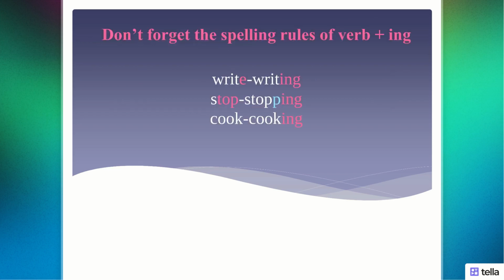And don't forget the spelling rules of verbs with an -ing ending. So, if our verb finishes in e, then we have to put it away before we add -ing, as in the example, write, writing. You see there is no e in writing. Or, if our verb finishes in consonant, vowel, consonant, then we have to double the last consonant and only after that add -ing, as in the example, stop, stopping. You see there is double P in stopping. But if our verb is quite regular, then we just add -ing, as in cooking.